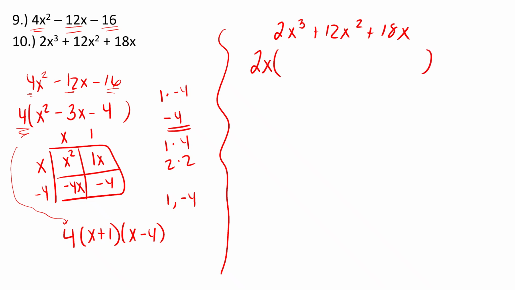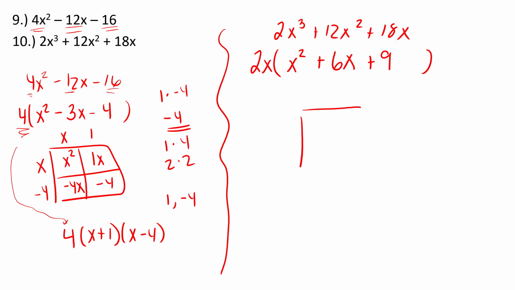So 2, this would be a 1, so that's fine. X times x squared would give me the x cubed. 2 times 6 would give me the 12, and x times x would give me the x squared. And 2 times 9 would give me the 18, and the x would be in there. So just quick double check. 2x times x squared is 2x to the third. 2x times 6x is 12x squared, and 2x times 9 is 18x.